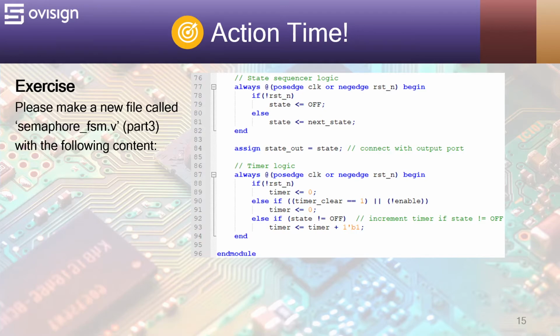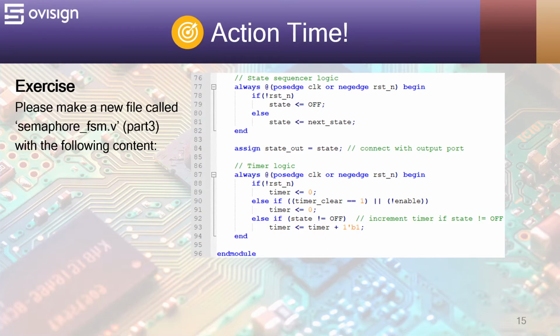Line 92 states that the timer should increment only if we are in any state different than off. At line 93, we use a 1'b1 instead of 1 because some synthesis tools could also treat this as integer addition, which is 32 bits wide. By writing the code in this manner, we will infer only a 6-bit adder. This is also an RTL technique for area optimizations.